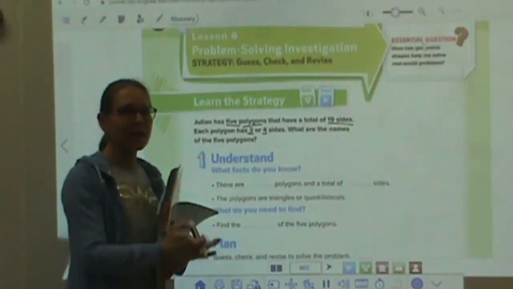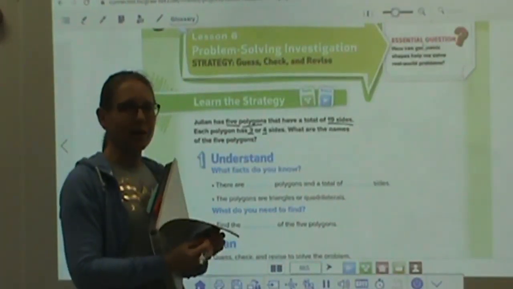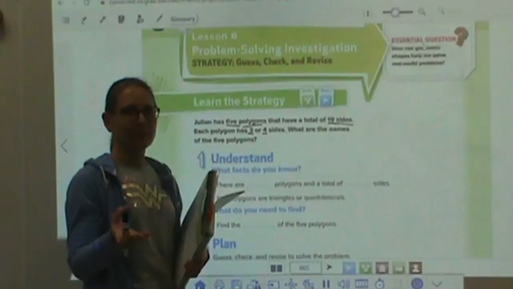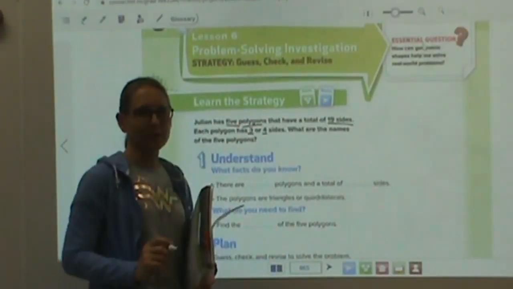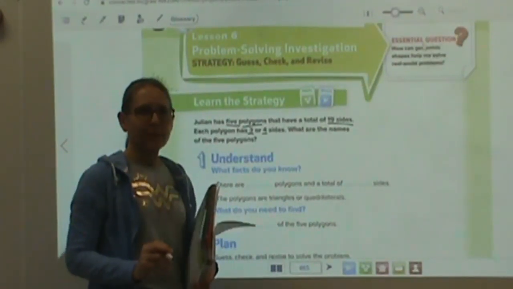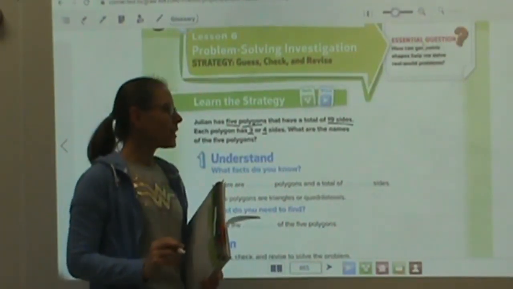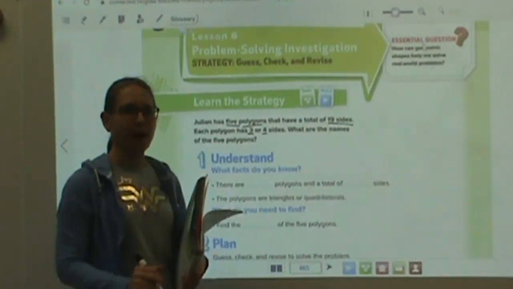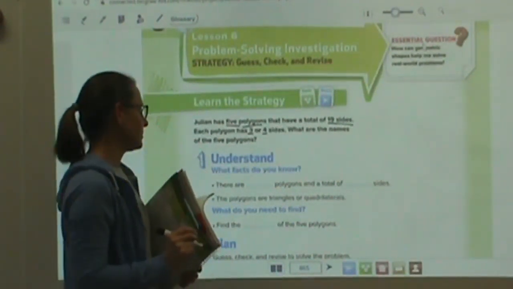Let's think back to the beginning of this chapter. Do you know what kind of polygons have 3 sides? The only option is a triangle. So we know that some of these polygons will be triangles. What polygon has 4 sides? The quadrilateral, which is the square or any other shape with 4 sides. So keep that in mind.